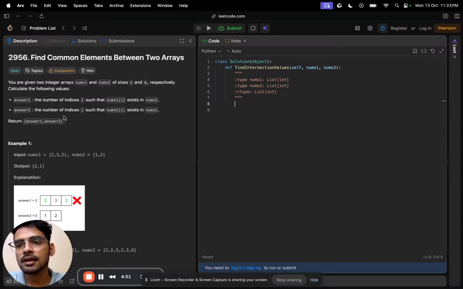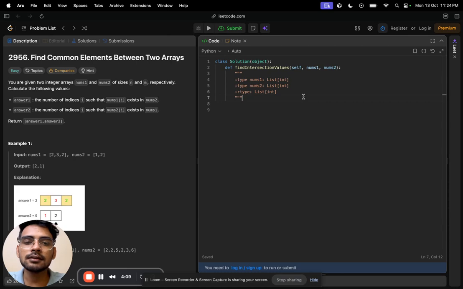Today we will be solving a question, LeetCode 2956, Find Common Elements Between Two Arrays. We are given two arrays, nums1 and nums2, of size n and m. We have to basically check if the element inside nums1 exists in nums2, and store the count of elements from nums1 that occur in nums2 into answer1, and the occurrence of elements of nums2 in nums1 into answer2, and in return we will be returning those answers.